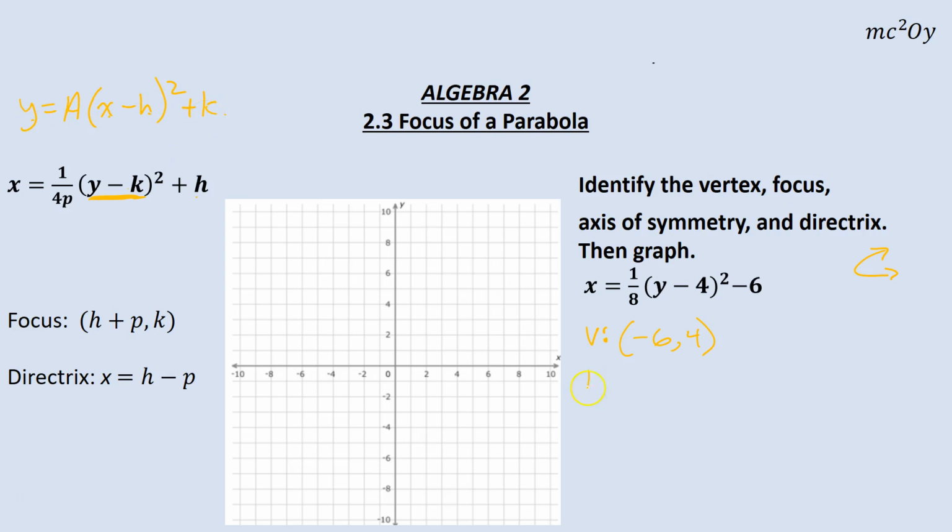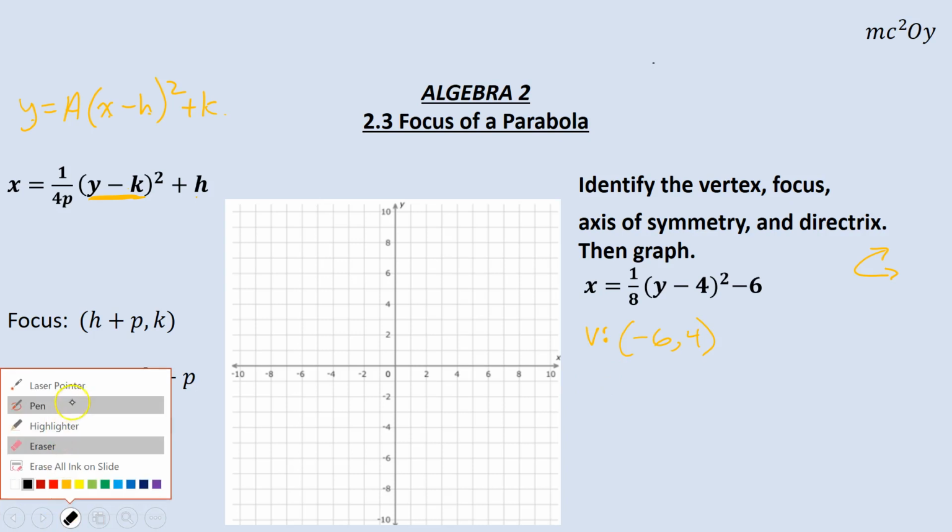So that's my vertex. My focus then is going to be, well, actually, you know what? Before I do my focus, let's put in the axis of symmetry. So my axis of symmetry.